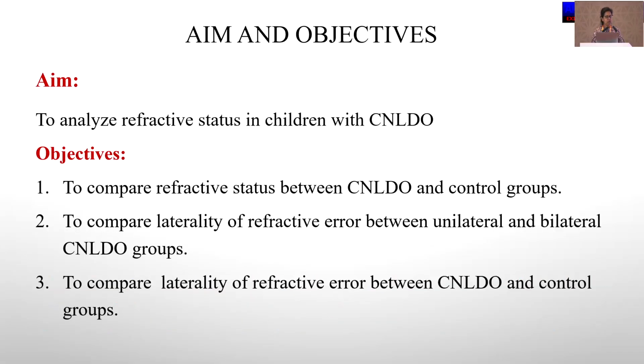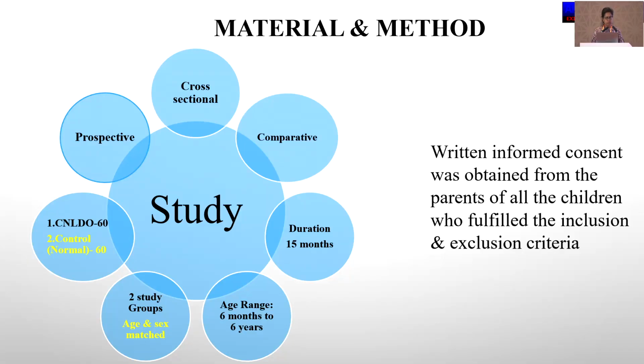Our aim was to analyze the refractive status in children with CNLDO, to compare the refractive status between CNLDO and the control group, and to compare the laterality of refractive error in the CNLDO group between unilateral and bilateral affection, and to compare this also with the control group. This was a prospective cross-sectional comparative study. Duration was 15 months, age range was 6 months to 6 years, and we had two groups.